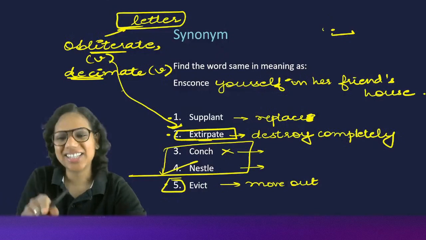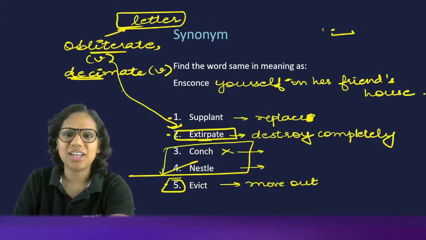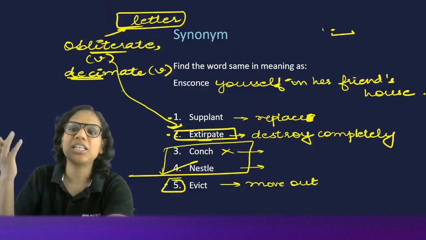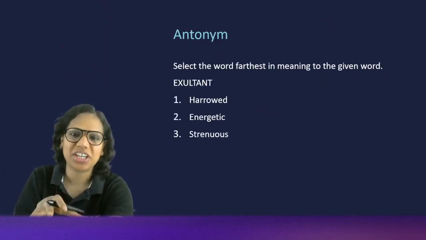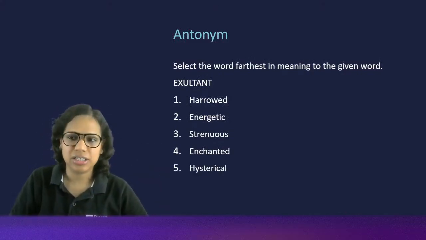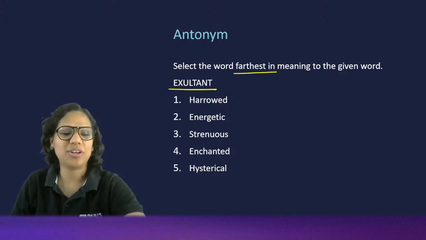Yes, nestle is related to nest. Correct, Virendra. Nestle is related to nest. And I hope this is clear now. To ensconce yourself in a particular place means to become very comfortable there, to settle yourself there, right? You could even ensconce yourself in a foreign country. Now, this is a very easy word. Give me its antonym. Come on.